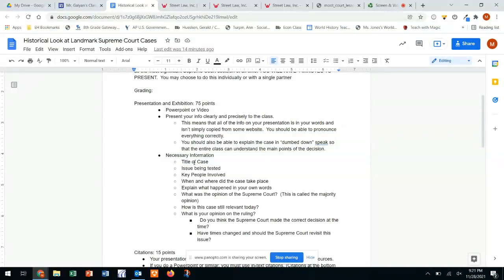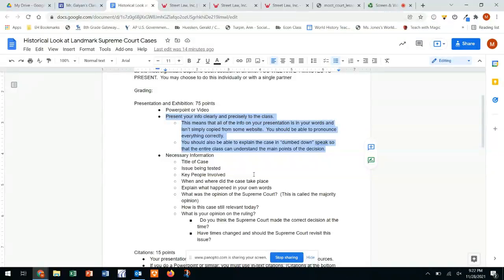What I don't want is for you to put a whole bunch of legal jargon on there and for you to not understand a word of what you're saying, because that is going to kill your grade right here. Present your info clearly and precisely to the class. And when I say that, I want you to just explain it in your own words.